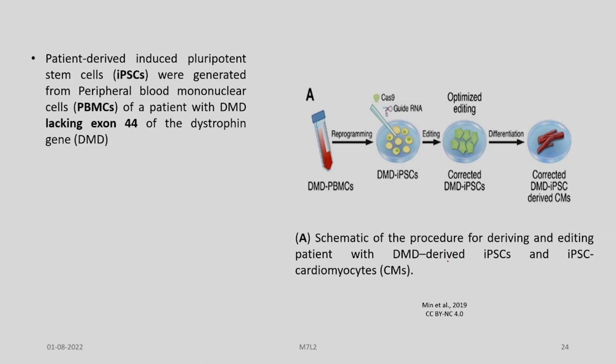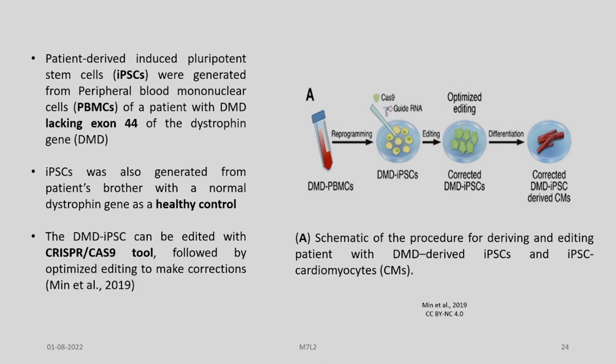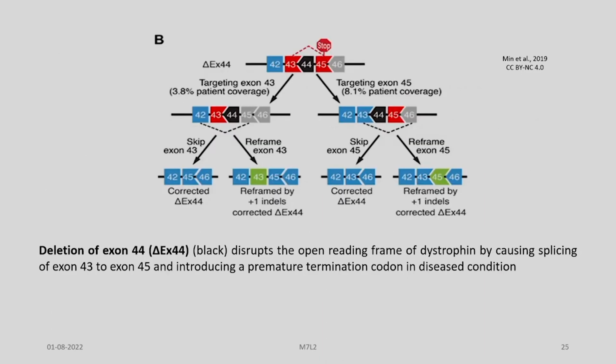and iPSC cardiomyocytes. Here the cells are reprogrammed, and this is the DMD iPSCs, and we do the editing, and these are corrected DMD iPSCs. We allow them to differentiate, and these are the corrected DMD iPSC-derived CMs. iPSCs were also generated from a patient's bladder with a normal dystrophin gene as a healthy control. The DMD iPSCs can be edited with the CRISPR-Cas9 tool, followed by optimized editing to make corrections.